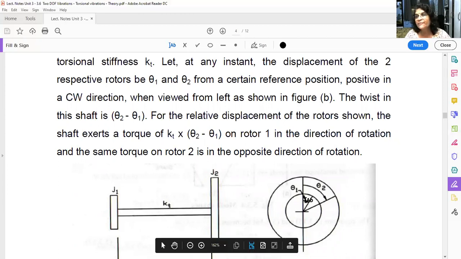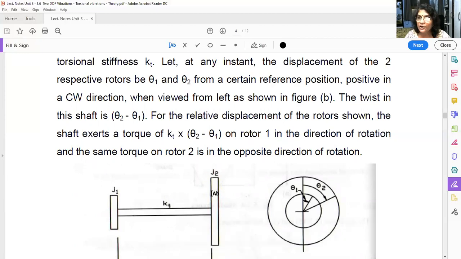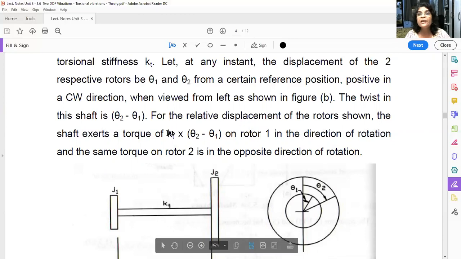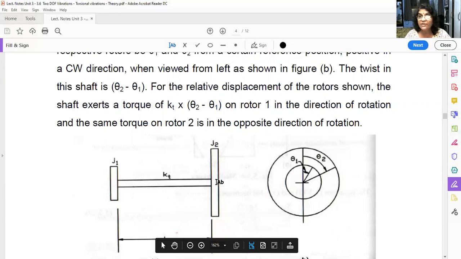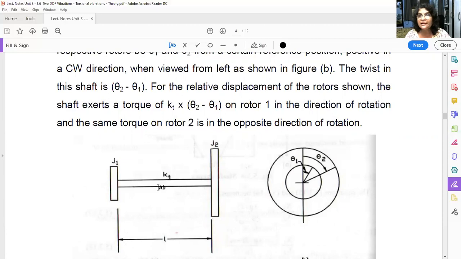See, this is theta 1, that is the angular displacement of rotor 1, and this is theta 2, which is the angular displacement of rotor 2. So while vibrating, we have to assume that at any instant rotor 1 and 2 have displacement theta 1 and theta 2. Now the twist in the shaft: as both the rotors have unequal displacement, naturally the shaft will get twisted. By how much? As here we have assumed theta 2 is greater than theta 1, the twist in the shaft is theta 2 minus theta 1.